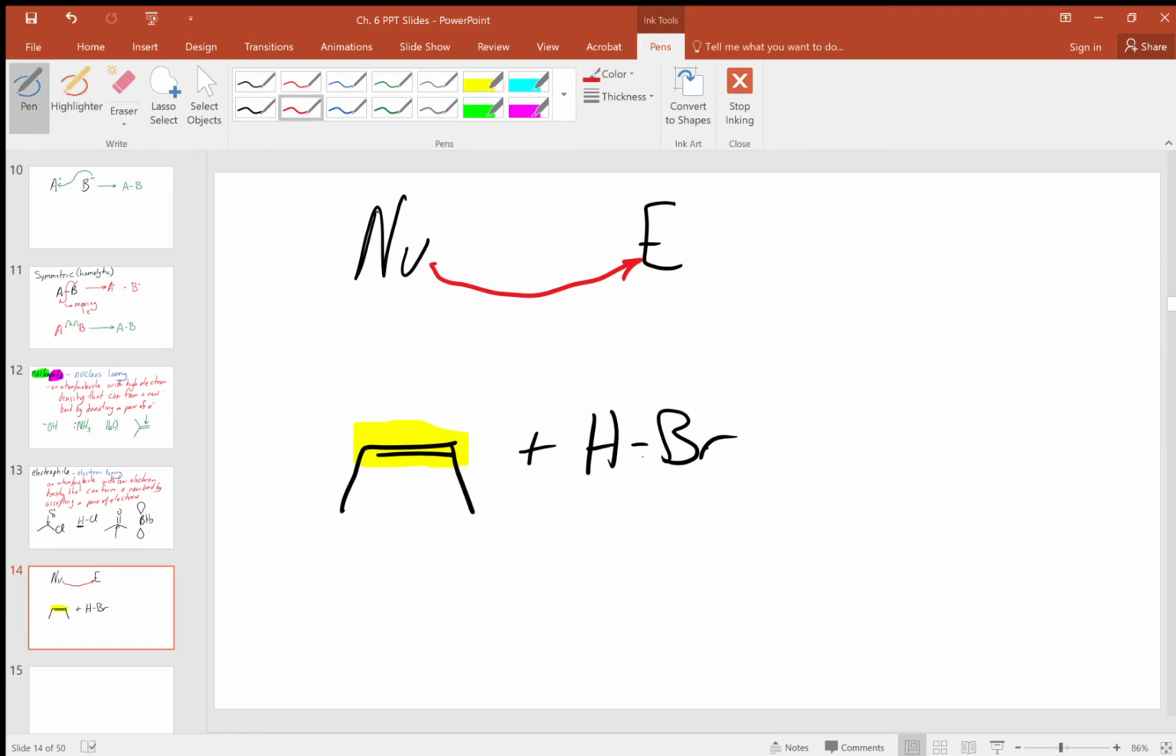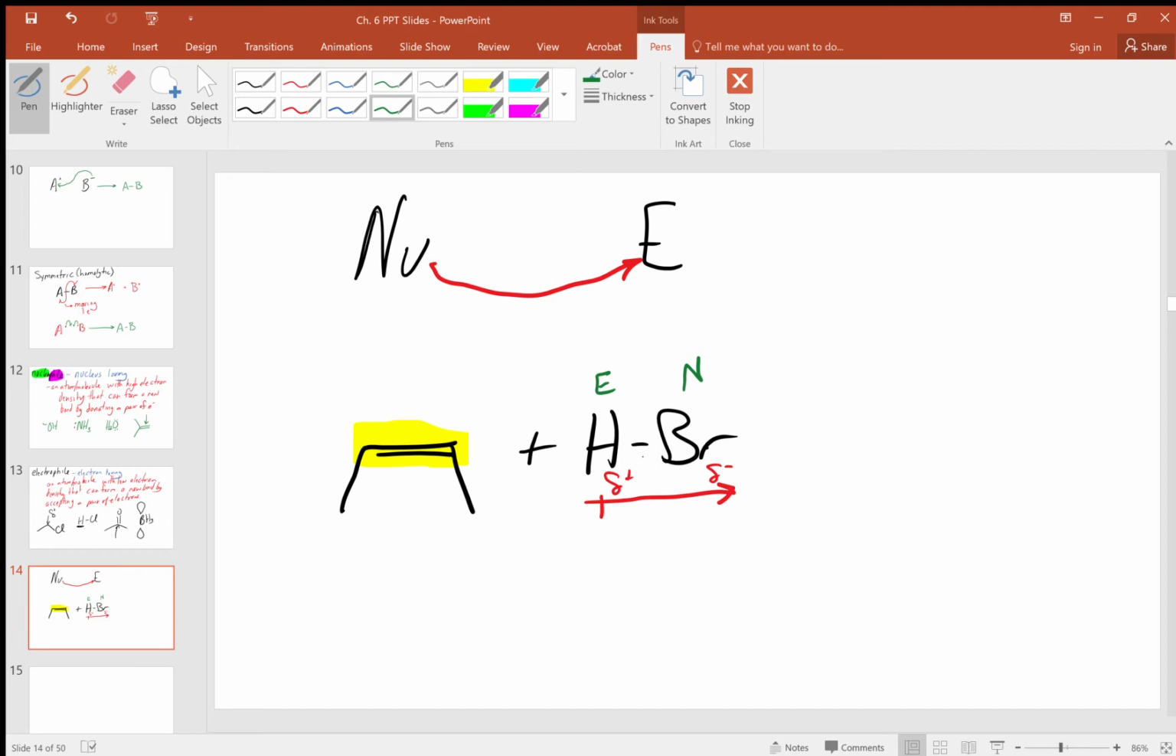Now with HBr, this is a molecule where we have a polarized bond. The bond is polarized towards the bromine. And so the hydrogen is partial plus, partial minus on bromine. So with the hydrogen having low electron density, it's a potential electrophile. The bromine has high electron density and could therefore be a nucleophile. So which one is going to be the nucleophile? Is it the alkene or is it the bromine?